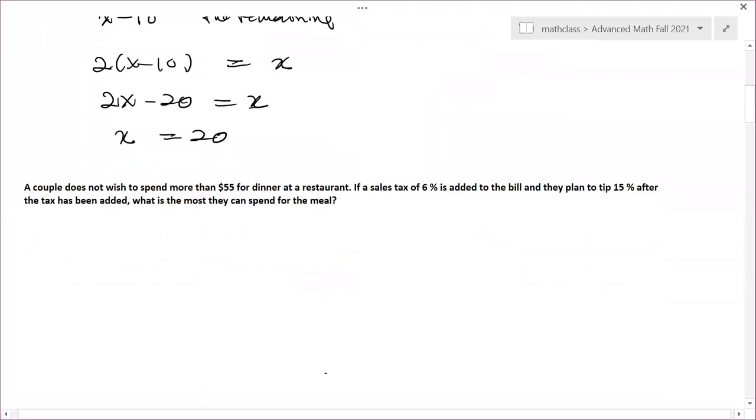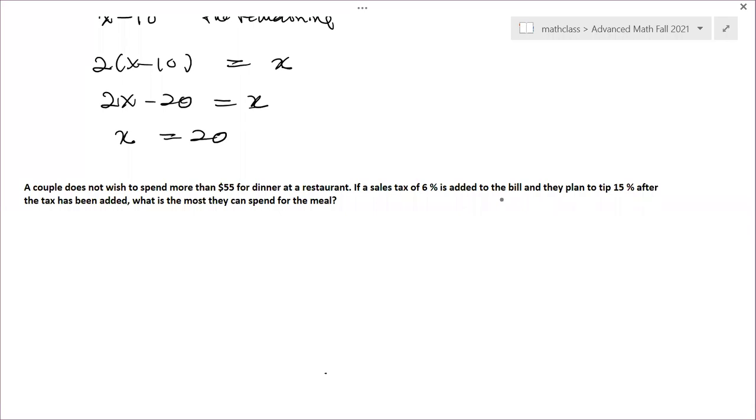A couple does not wish to spend more than $55 for the dinner at a restaurant, okay? That means you're already including the tax, the tips or whatever, right? So if a sales tax of 6% is added to the bill, then they're planning to tip 15% after the tax has been added. So usually people pay tips of about 15%, based on the amount on the bill, including the tax already. So the question: what is the most that they can spend for the meal?